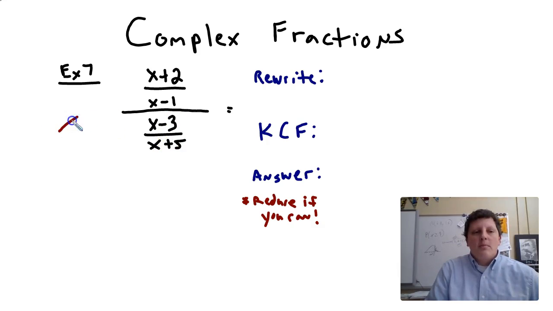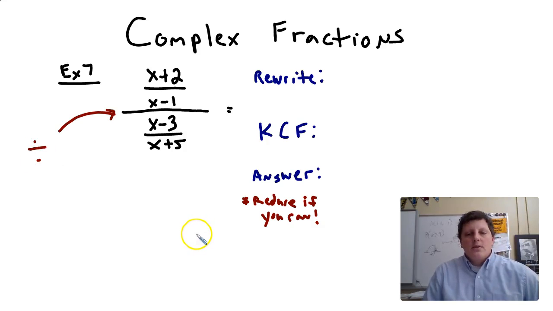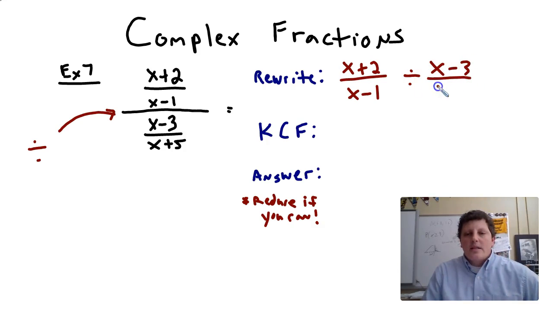Well, the first thing I want you to remember is that a fraction bar is the same thing as dividing. So we talked in the last lesson about how to divide rational numbers, that instead of dividing them, you're actually multiplying them. We called this keep, change, flip. Okay, so I'm going to rewrite this first as division and say this is x plus 2 over x minus 1 divided by x minus 3 over x plus 5. And I'm going to keep the first one, change the division to multiplication, and flip the second one.